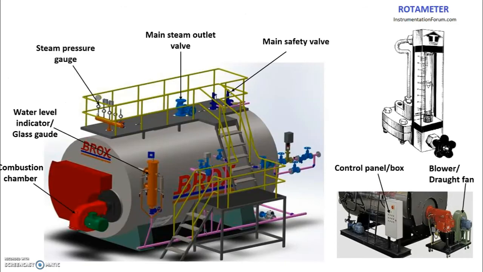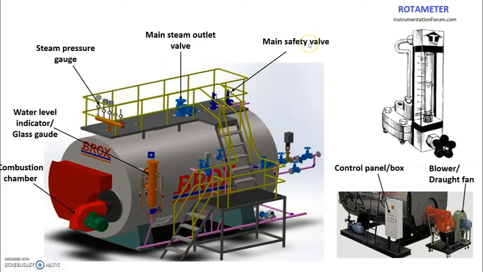Now let's look at the diagram of the steam boiler. This is a typical type of steam boiler. That is a water tube steam boiler. So now let's look at some important parts. We have the first part, which is the main steam outlet valve. What does it do? Main steam outlet valve. We open this valve to allow the produced steam to reach its various destinations.